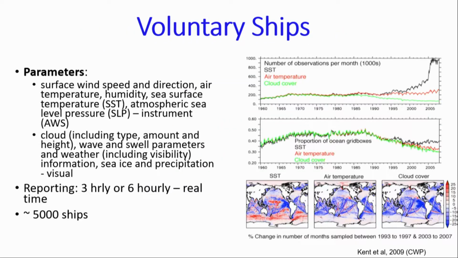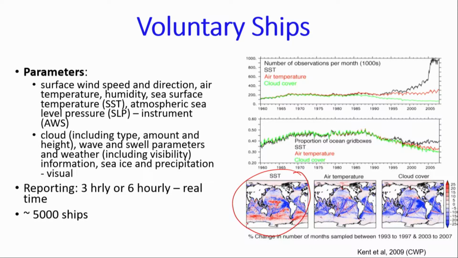The important parameters monitored are wind, air temperature, humidity, sea surface temperature, and sea level pressure, and also some cloud amount and other things are monitored and sent to the source station in real time. At any point of time around 5,000 ships are reporting this type of information because it is a voluntary observing system, and this is a typical observation where SST is available.